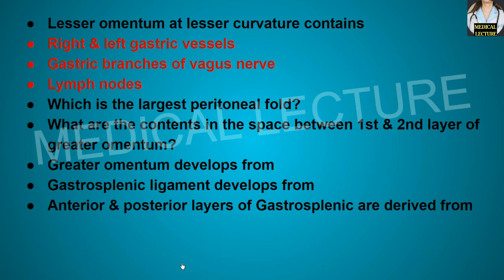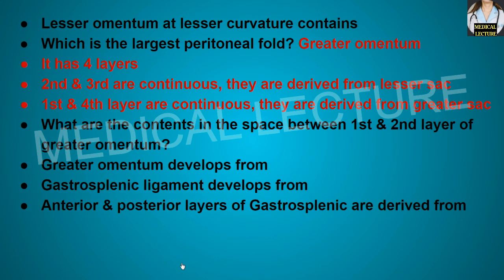Which is the largest peritoneal fold? It is the greater omentum. Greater omentum has 4 layers. The second and the third layer are continuous, and they are derived from the lesser sac, while the first and the fourth layer are continuous and they are derived from the greater sac. So out of the 4 layers of the greater omentum, the second and the third are continuous, and the first and the fourth are continuous.